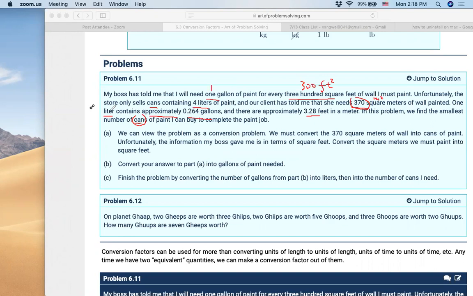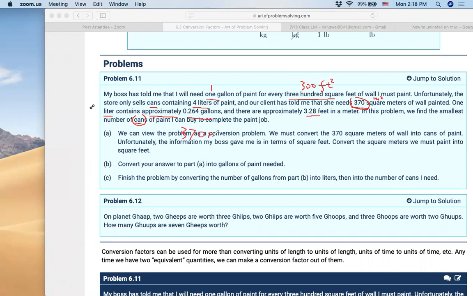Then 4 liters equals 1 can, right? They tell you cans contain 4 liters of paint. So after you get the number of liters, you divide by 4. That'll give you the number of cans, right? So then we can do it this way.